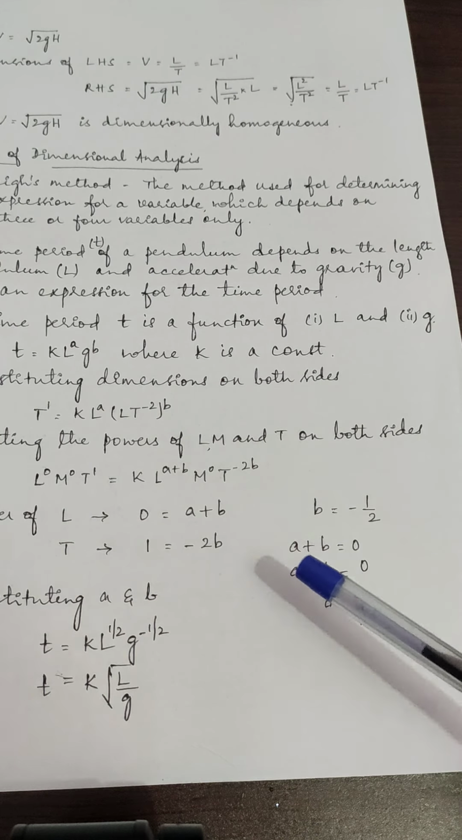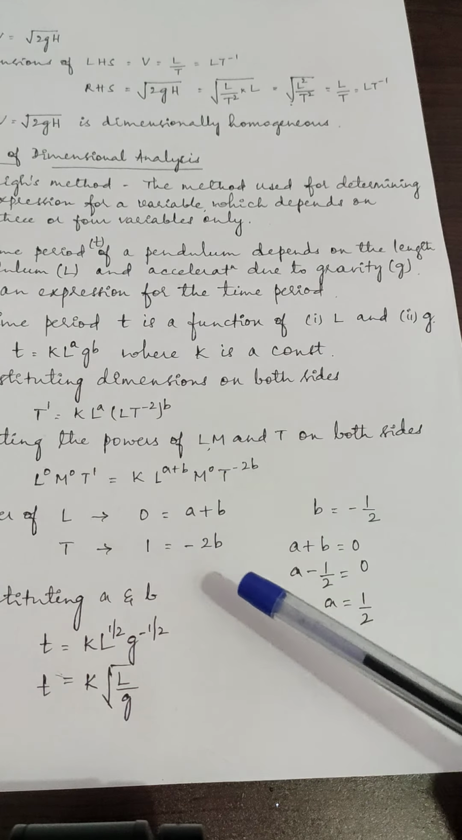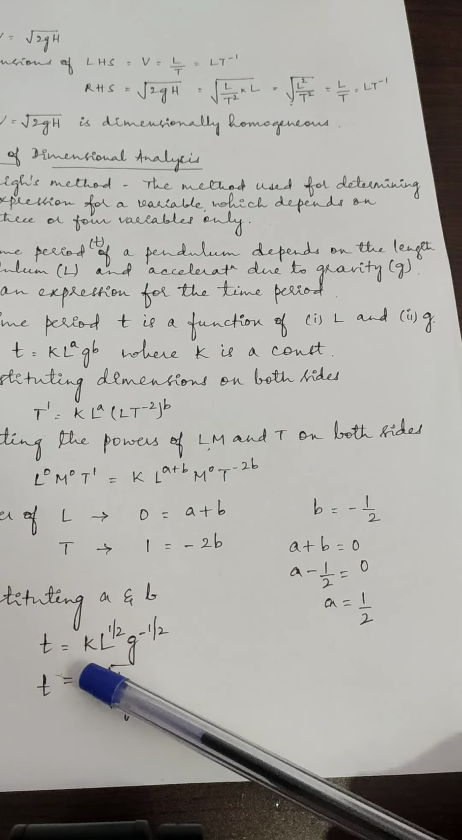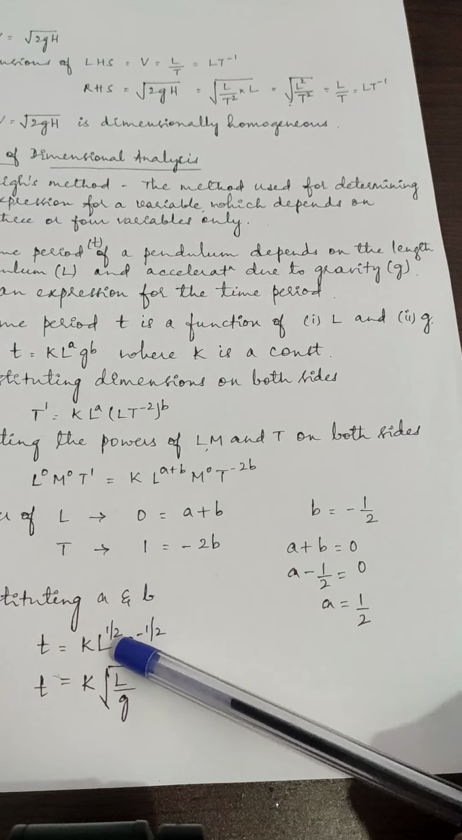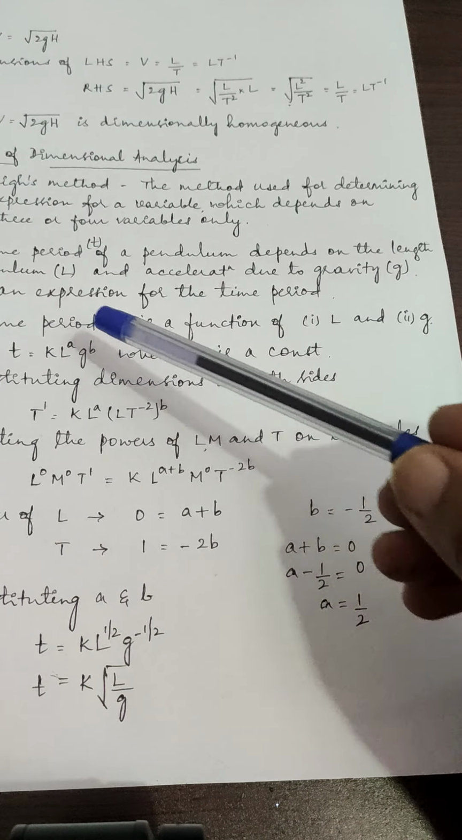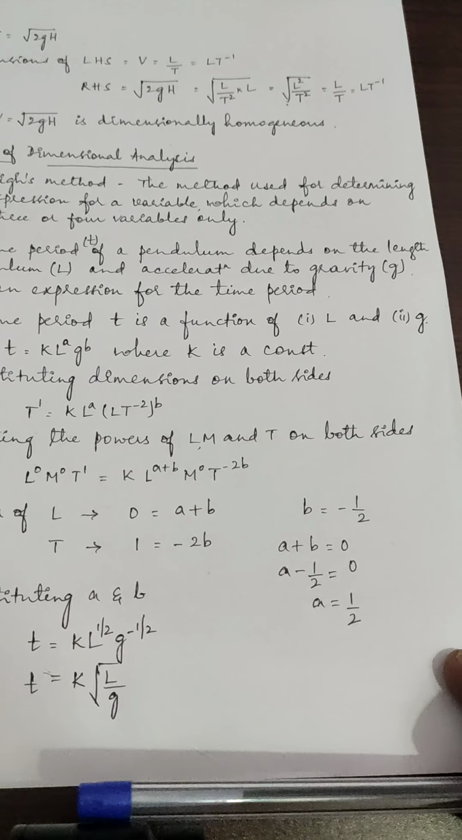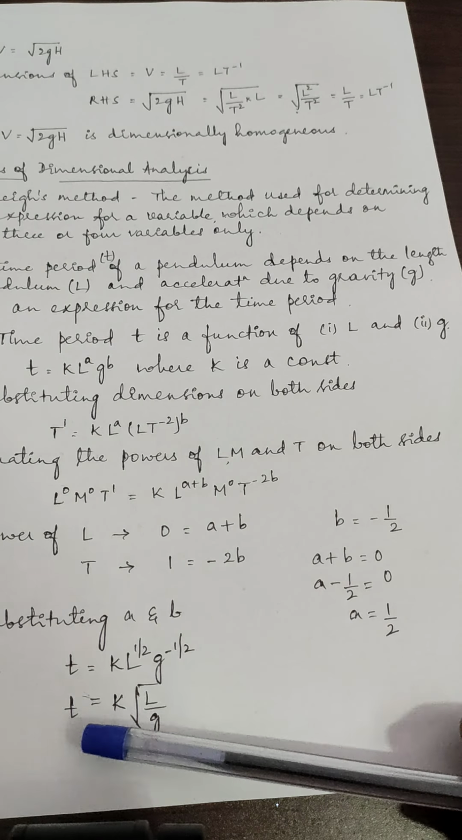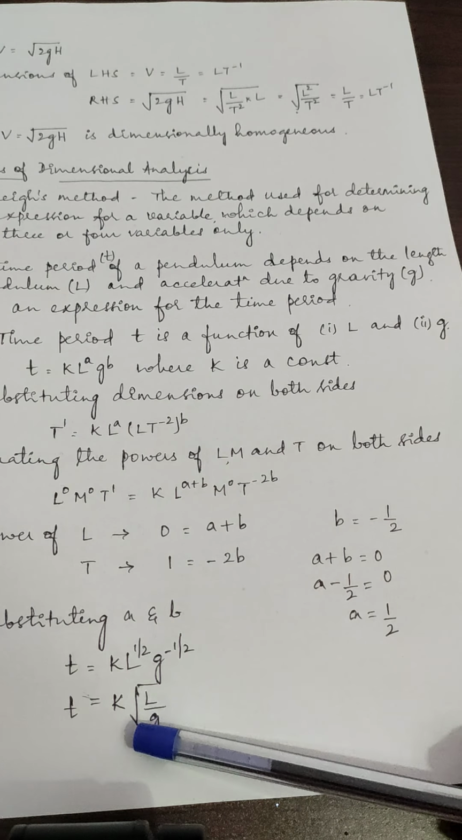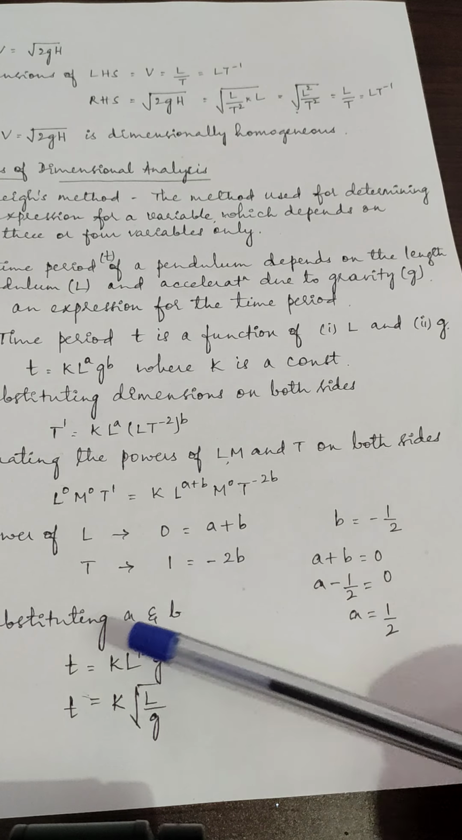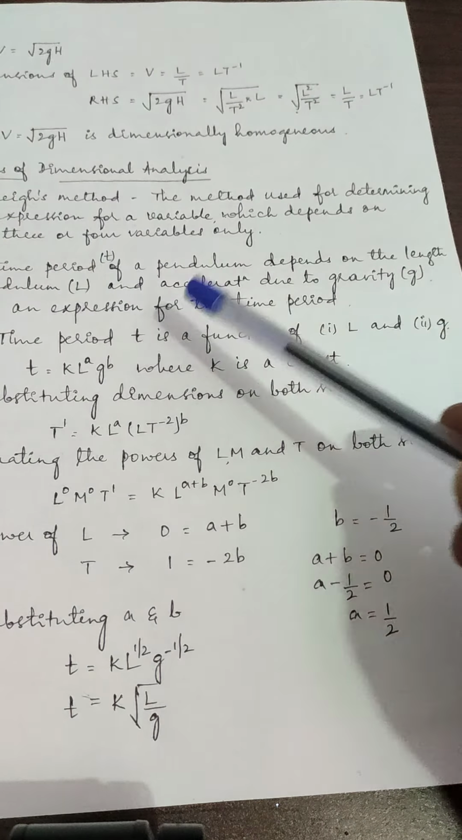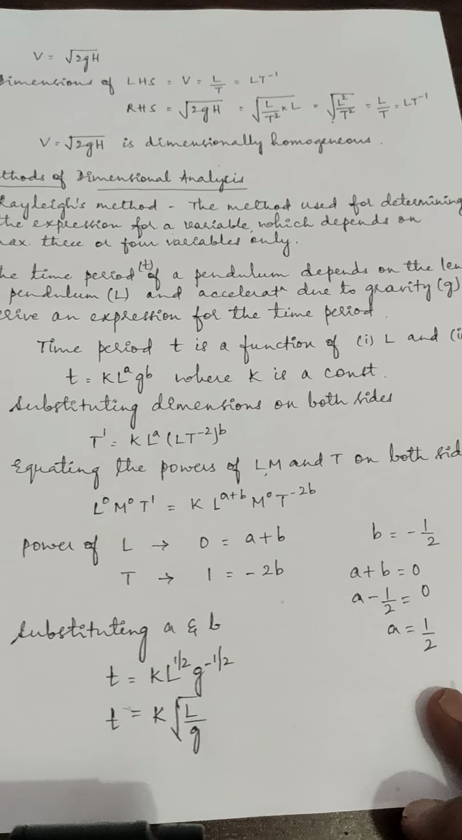Substituting these values of a and b in the time period equation, t is equal to k into L to the power of a, that is half, and g to the power of b, that is minus half. So t is equal to k into square root of L by g. So this is the expression for the time period of a pendulum.